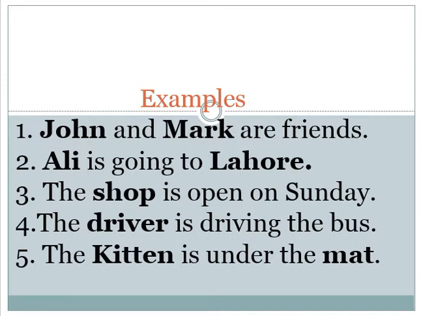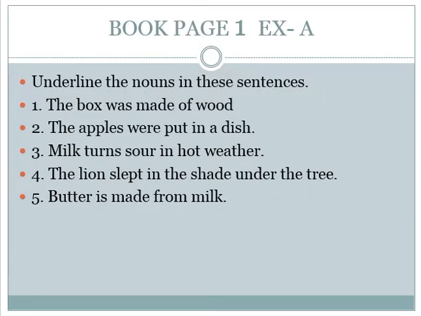Number 5, the kitten is under the mat. Here in this sentence, kitten and mat are naming words. Kitten is the naming word for an animal and mat is a naming word for a thing. Now students, I hope all of you have understood about nouns.